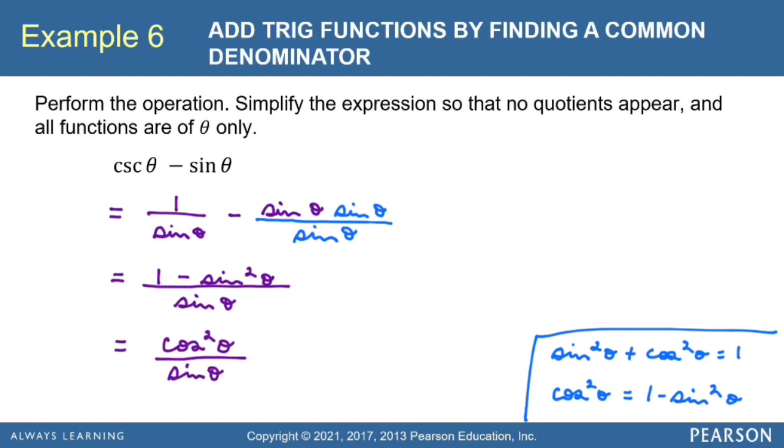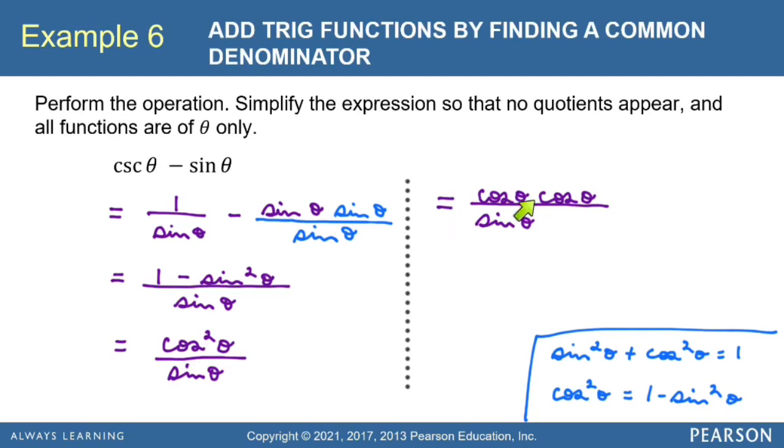And I still have this sine of theta in the denominator. Now you might be thinking, well, we still have a denominator here. I thought we were going to try to get rid of the denominator. And we do have to do that. So now what we'll do is we'll separate this cosine squared theta into cosine theta times itself. And I just did that so you could see what's about to happen.